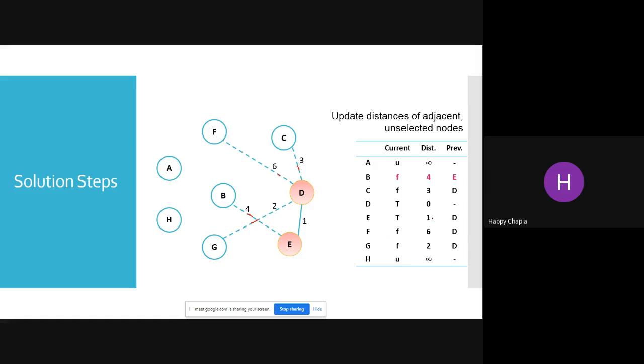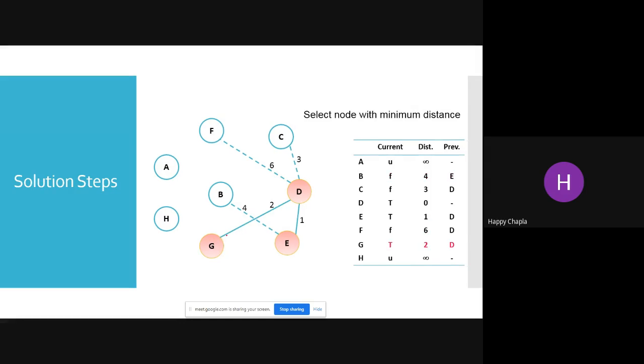So this one is also visited, so it's not required to visit this. Now the unselected nodes are 6, 2, 3 and 4. Out of these 2, 3, 6 and 4, which one is lesser? So this one. We can select this D to G with 2, and update that distance. So I have selected it.